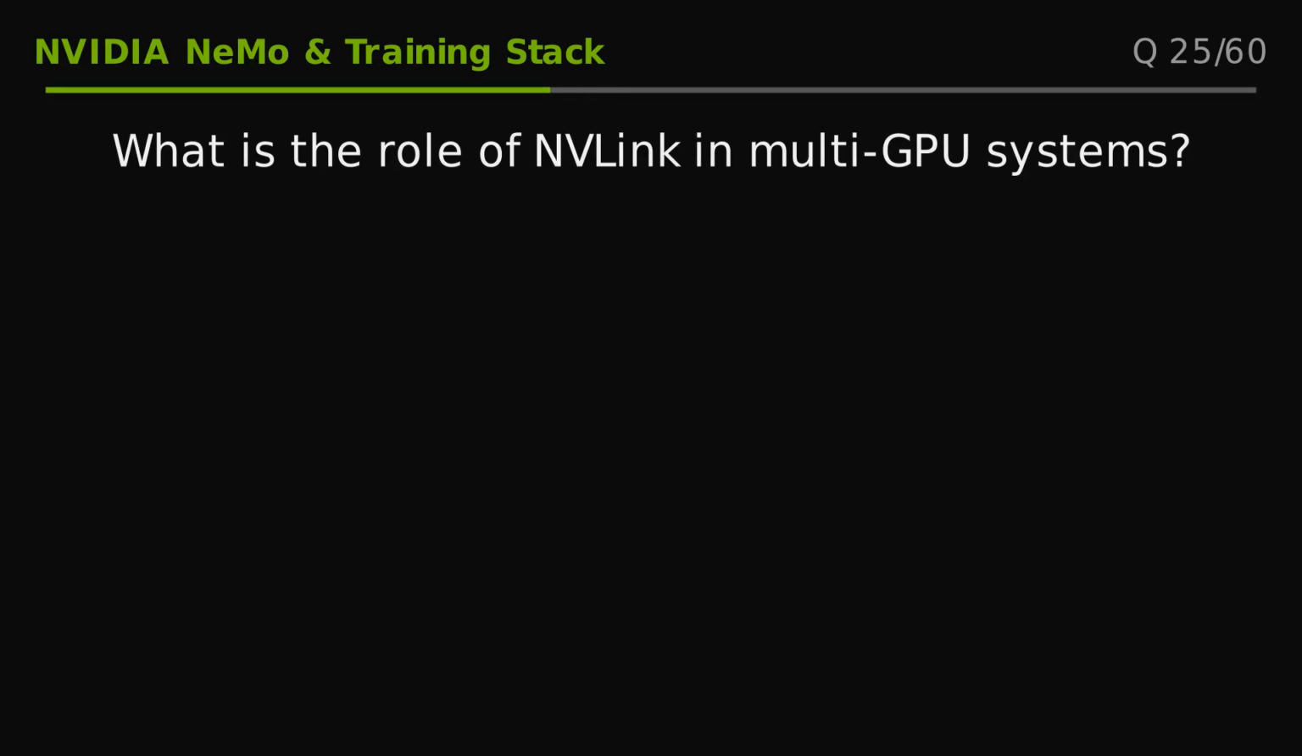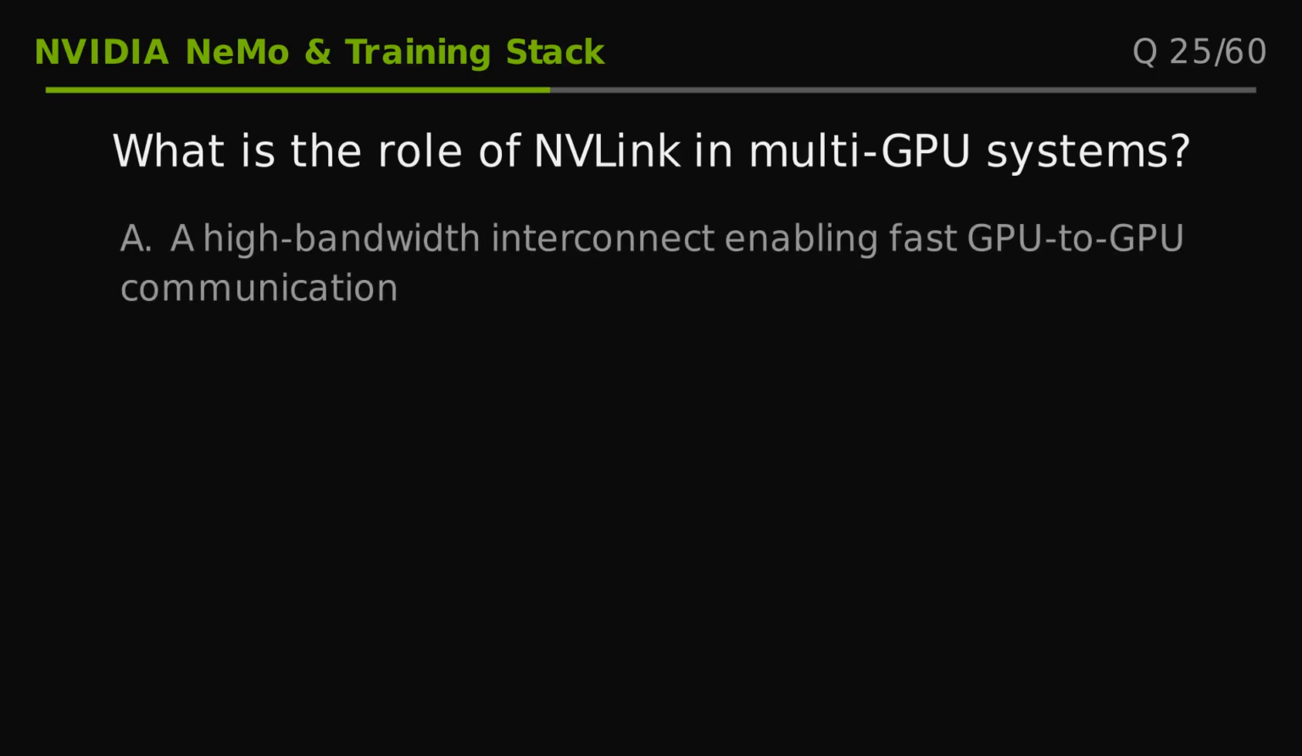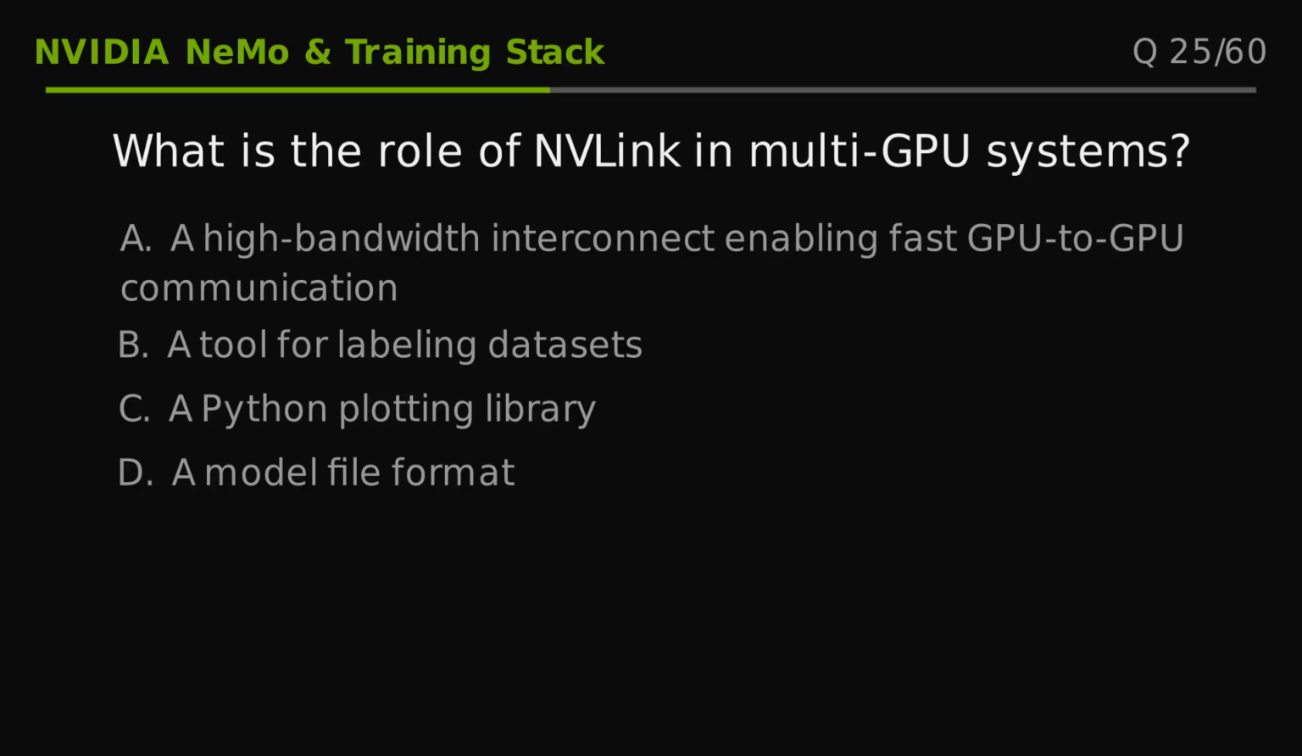Question 25. What is the role of NVLink in multi-GPU systems? Option A. High bandwidth interconnect enabling fast GPU-to-GPU communication. Option B. Tool for labeling datasets. Option C. Python plotting library. Option D. Model file format.